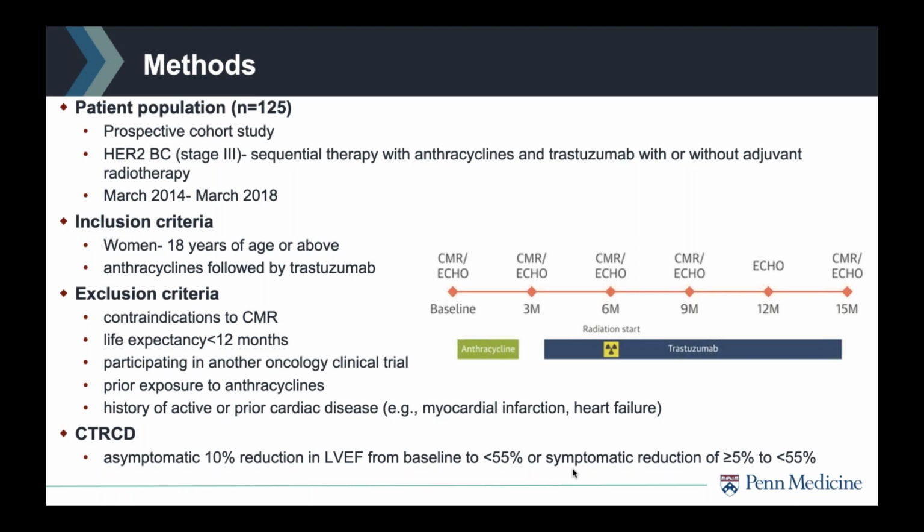All patients got a baseline CMR prior to initiation of any chemotherapy and an echo as well, and then 3 months after, they got another CMR and an echo prior to initiation of trastuzumab, and subsequently at 6 months, 9 months, and then 15 months, with an echo in between at 12 months. CTRCD was defined as an asymptomatic 10% reduction in LVEF from baseline to a value less than 55%, or a symptomatic reduction of more than 5% to a value less than 55%.